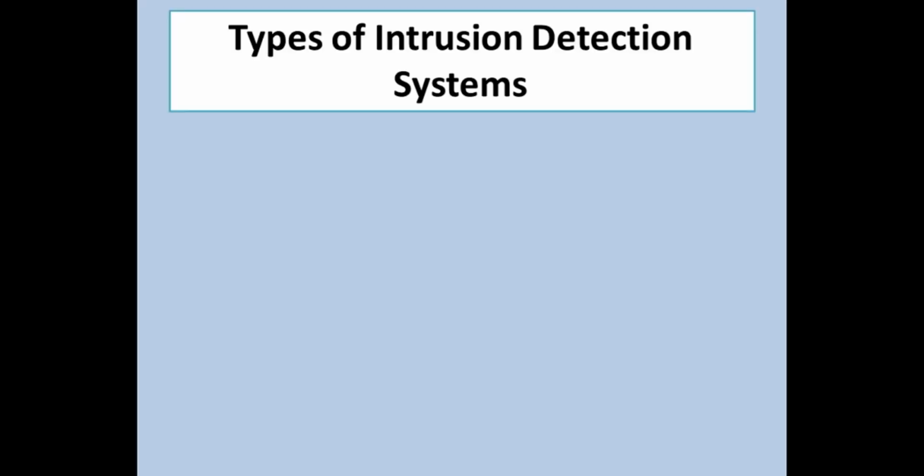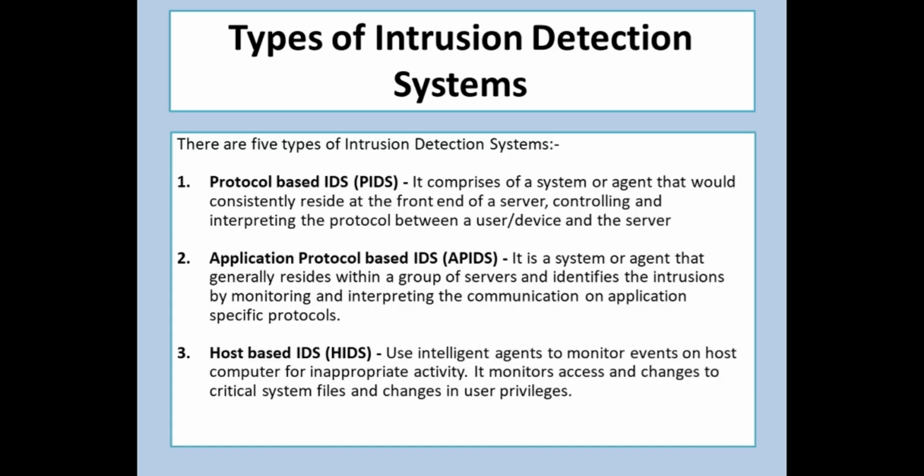Now let's see various types of intrusion detection systems. There are 5 types of intrusion detection systems. Let's talk about them one by one. First, protocol-based IDS, or PIDS. A protocol-based intrusion detection system is typically installed on a web server and is used in the monitoring and analysis of the protocol in use by the computer system. It monitors and analyzes the communication between a connected device and the system it is protecting.